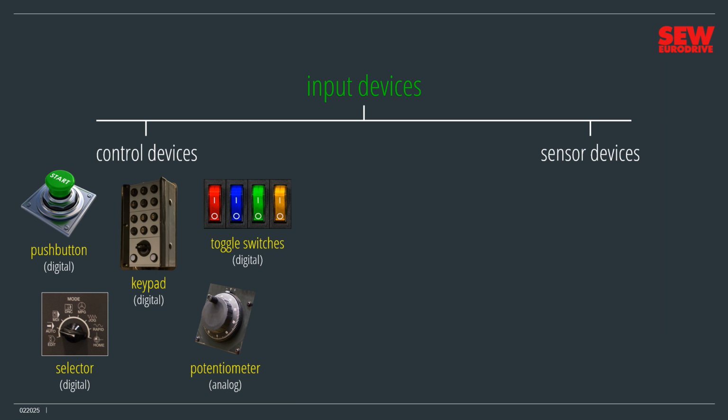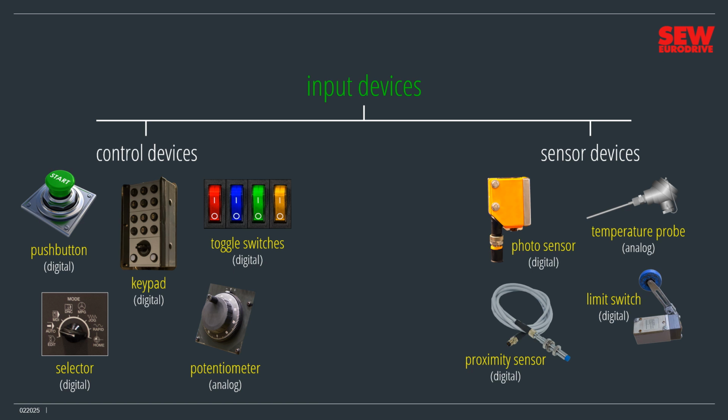Common sensor devices include photosensors and proximity sensors that monitor moving objects on a conveyor. Limit switches are safety sensors that halt the application if something moves outside its legal limits. These are digital devices that turn on or off to signal an event. The temperature probe is analog, outputting a voltage or current signal that corresponds to the temperature.